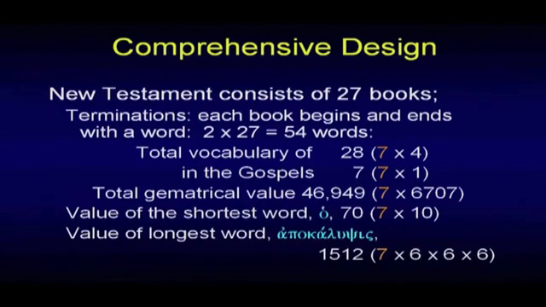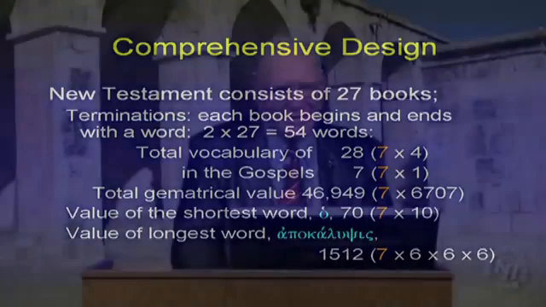Total vocabulary is 28 different words. That's a multiple of 7. In the Gospels alone, it's 7. The total geometrical value of those 54 words is a multiple of 7 exactly. The value of the shortest word, which is one letter, is 70, which is 7 times 10. The value of the longest word is 1512, and that word is apocalypsis, and that's 7 times 6 times 6 times 6. I thought that's kind of interesting.